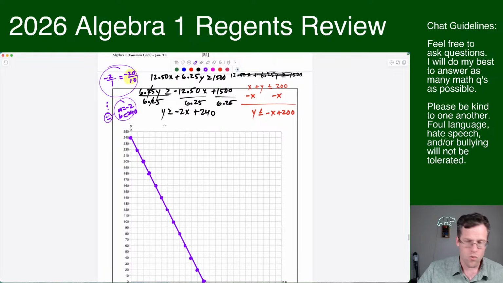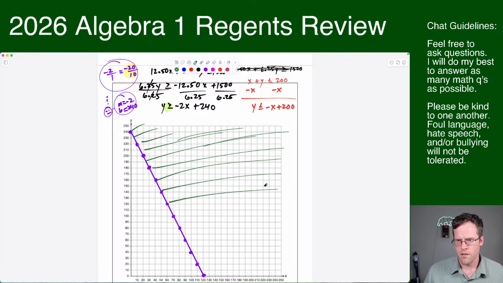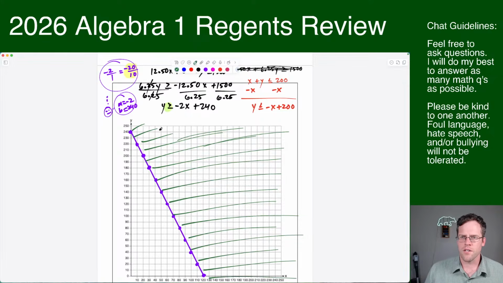And we're going greater than or equal to. So this is telling us shade above. Okay, so shade above here. I'm going in this direction. Okay, so everything above. Okay, so slope and y-intercept. Being good at the linear stuff definitely helps. Okay, so that's the first one.